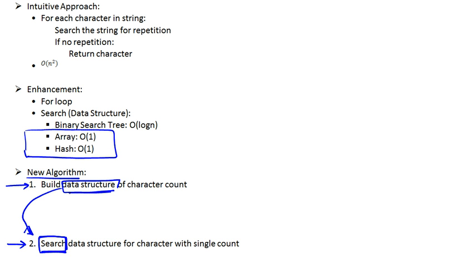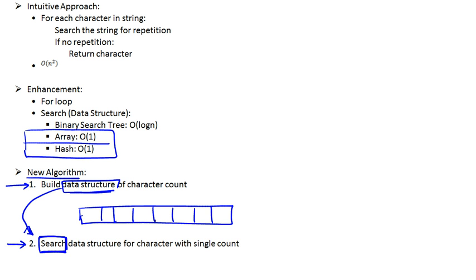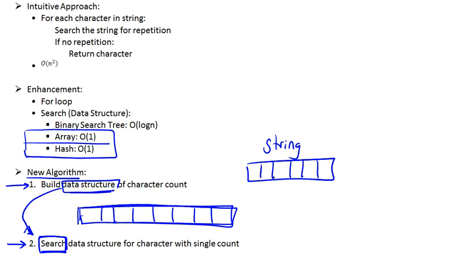Because the data structure we're going to be using will either be an array or a hash. That data structure, of course, will house the character count. What does that mean? So we are given a string. That string is composed of characters, and this data structure that we're creating right here will be the character count, meaning how many times every single character amongst all the possible characters that we can have appears in the string.